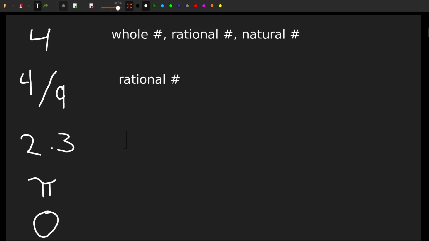The next one on our list is 2.3. 2.3 is a rational number only. It's not a whole number, it's not a natural number, and it's not irrational for the same reasons that 4/9 is. The next one is the number pi.